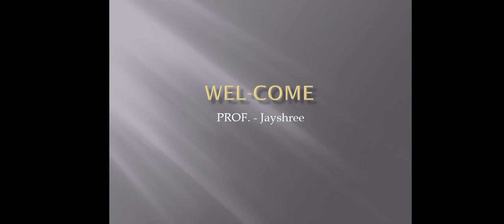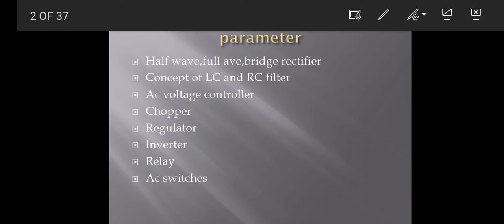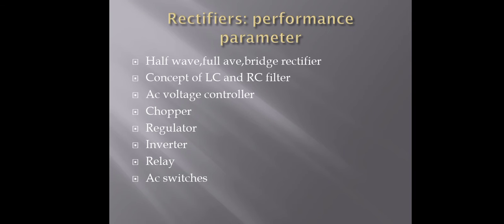Hello everyone. We will start the Electronic Science Paper 3 in semester second. Unit 3 is rectifiers. It covers performance of rectifiers, controlled rectifiers, and choppers and regulators. These are the parts we discuss in the third unit.